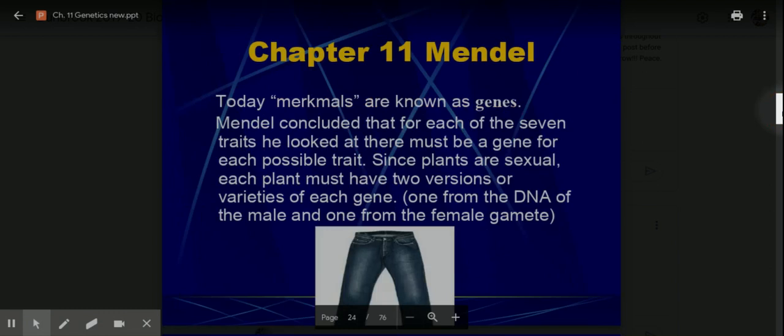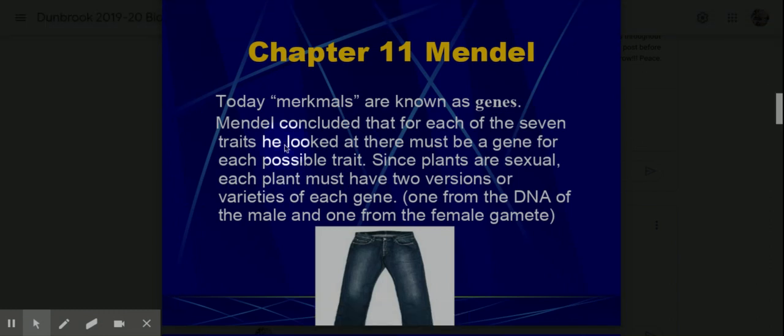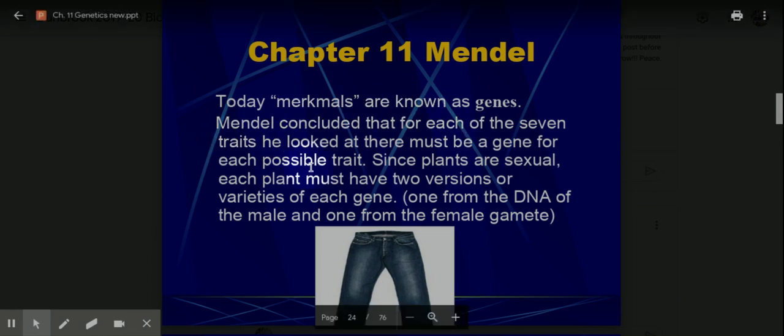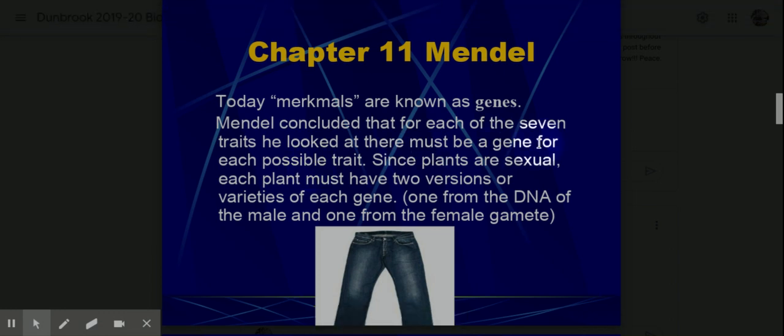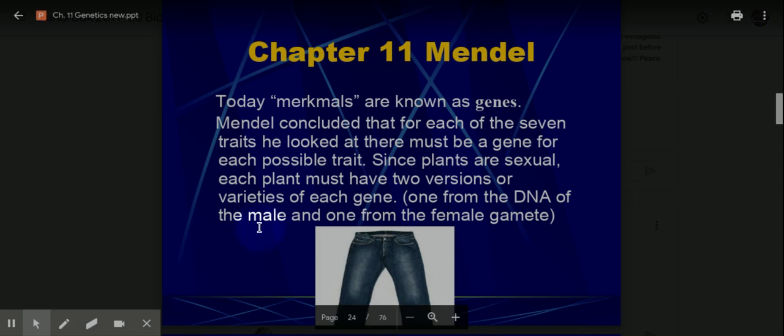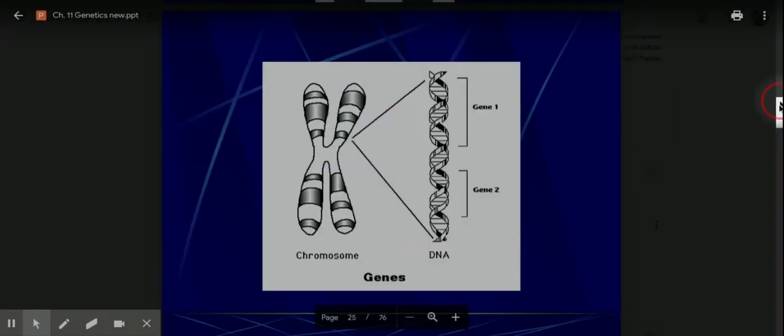So Mendel concluded that for each of the 7 traits that he looked at, remember he looked at color and size and pod wrinkliness or smoothness, all these traits he looked at, he said there must be a gene for each possible trait. And since plants are sexual, each plant must have 2 versions. This is very important, that whole diploid thing. Varieties of each gene, one from the DNA of the mom and one from the DNA of the dad. Okay, I'm going to stop right there.